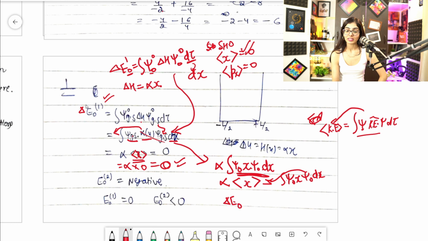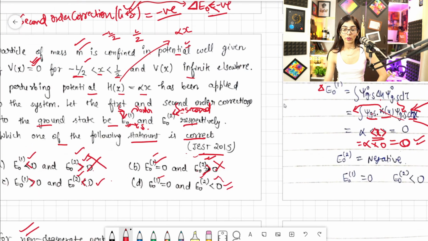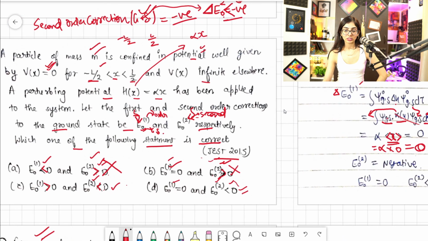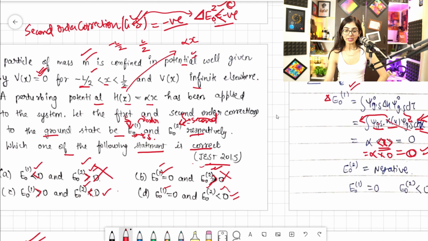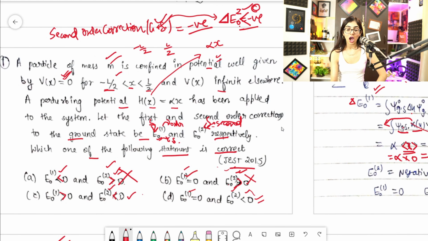So I'll write E01 is equal to 0, but E02, you know that for the ground state the second order correction will always be negative. So that would always be less than 0. So now let's see which option it fits in. I guess it fits in this one, in option D, right? So it fits in option D, and option D is correct. Fine. This is less than 0 and this is equal to 0. So option D is the correct option. Fine. And you get directly 4 marks.